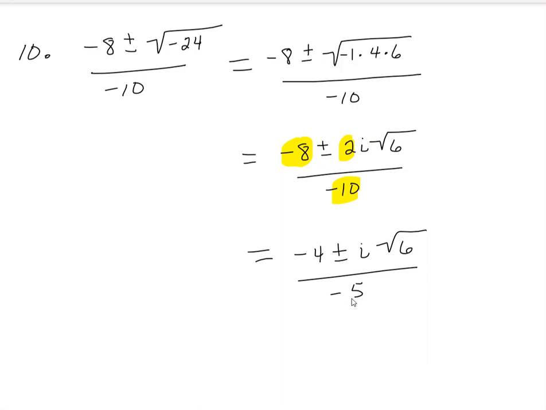And then once I get rid of the negatives, divide all of those by negatives, I have 4 plus or minus i times the square root of 6 over 5.